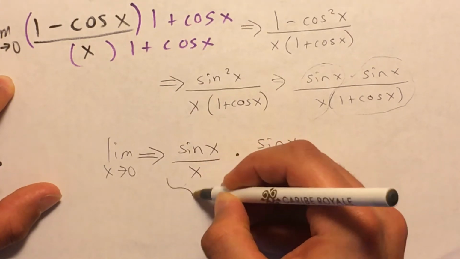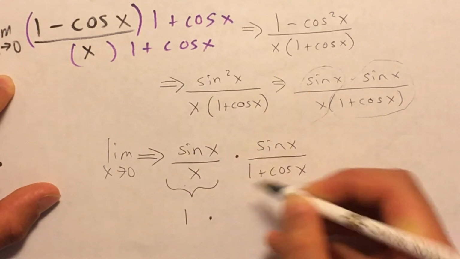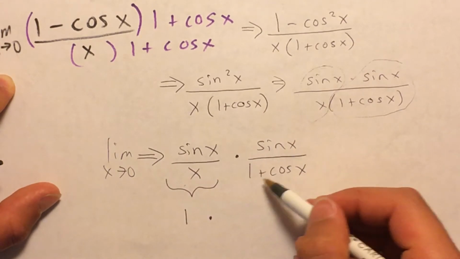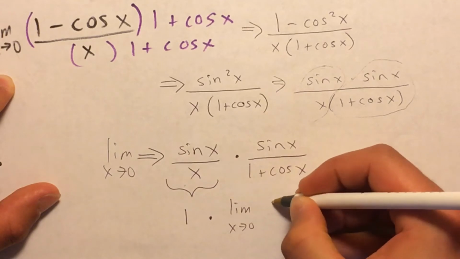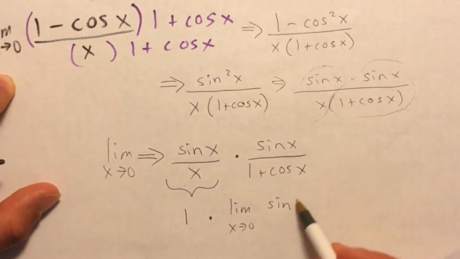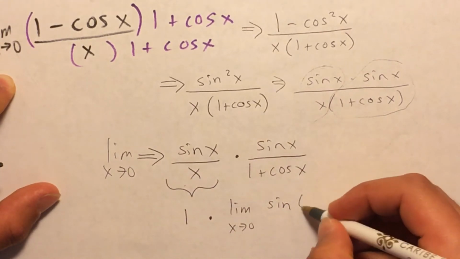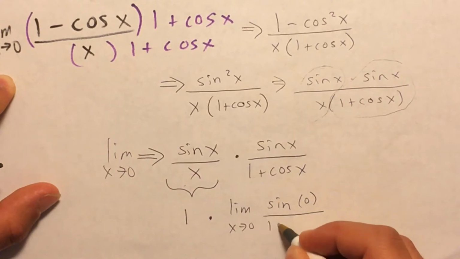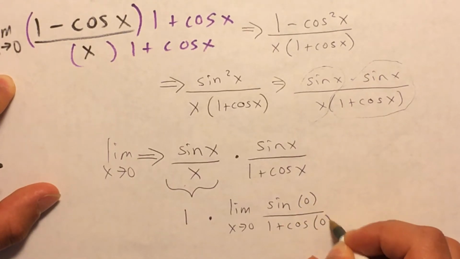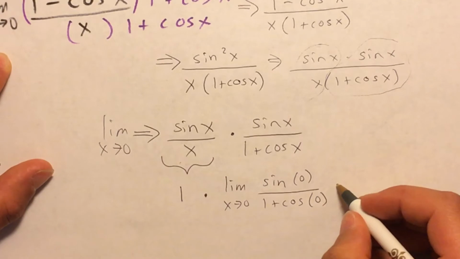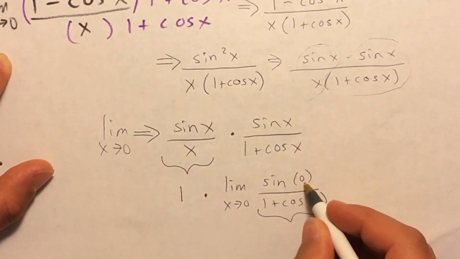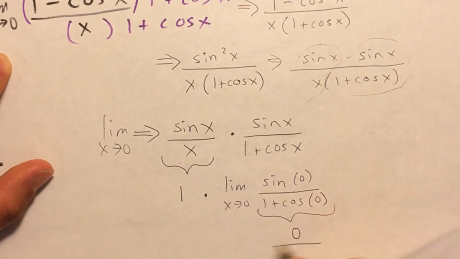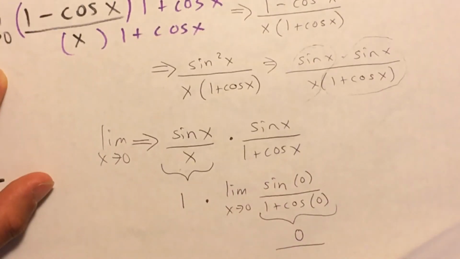So this is going to be equal to 1 times, now the sine of x over 1 plus cosine of x. So we have the limit as x approaches 0 of that, we could put 0 for x, so sine of 0 over 1 plus cosine of 0, with 0 instead of x. And once we simplify this, we're going to get the sine of 0 is 0 over 1 plus the cosine of 0. The cosine of 0 is 1, so 1 plus 1, and that would be 2.